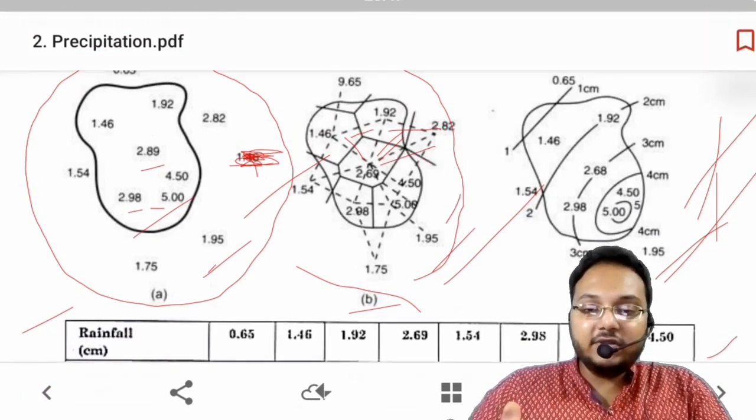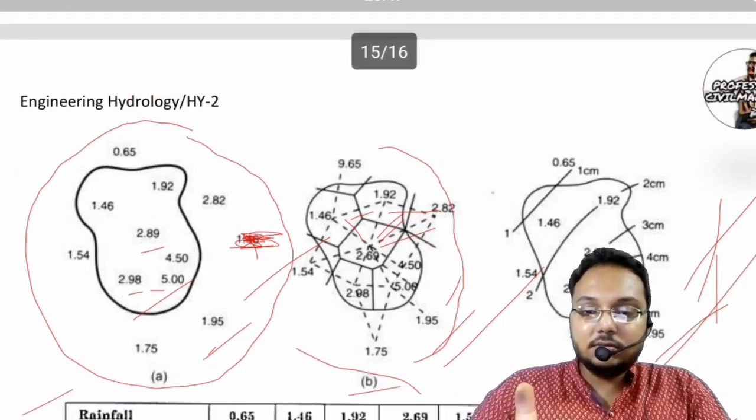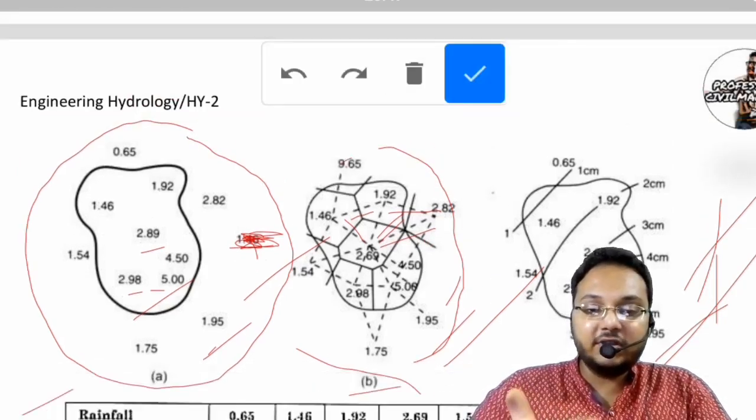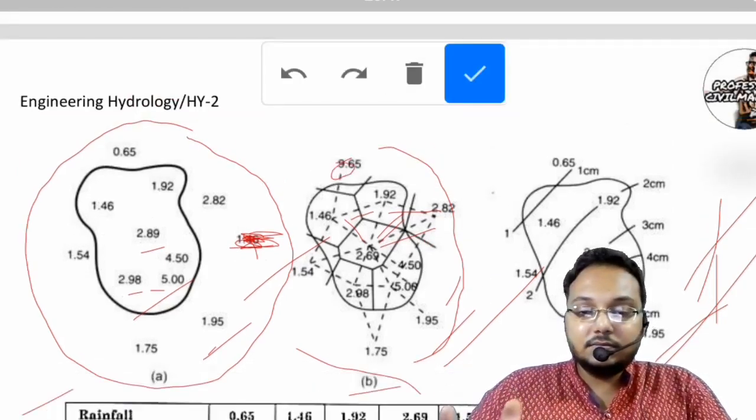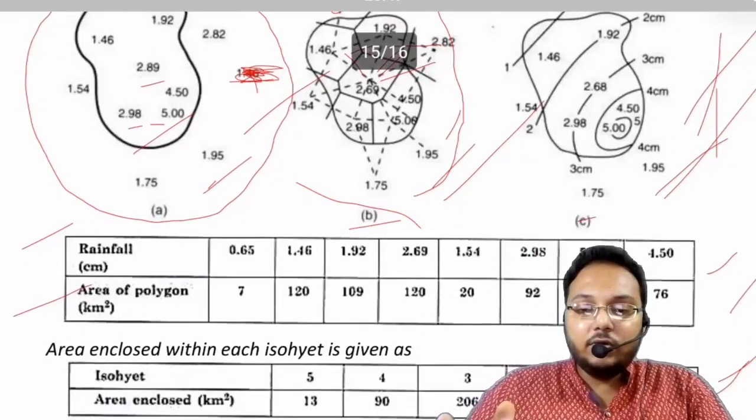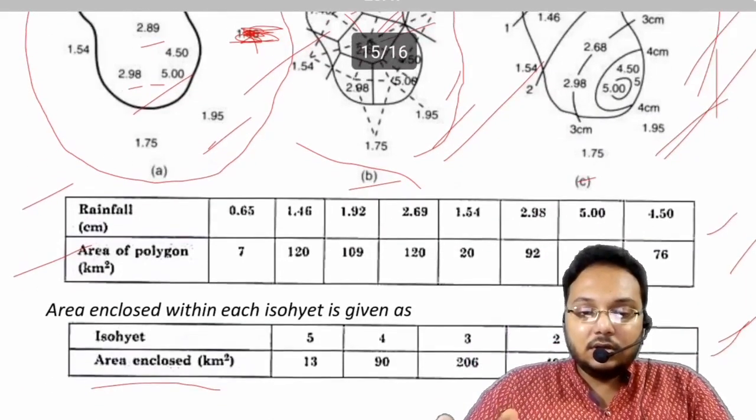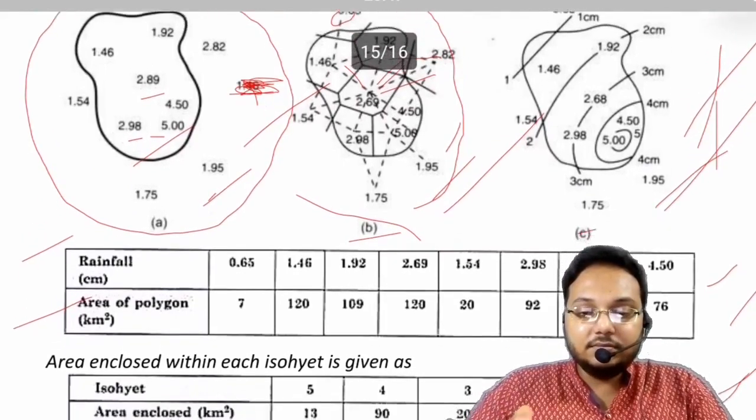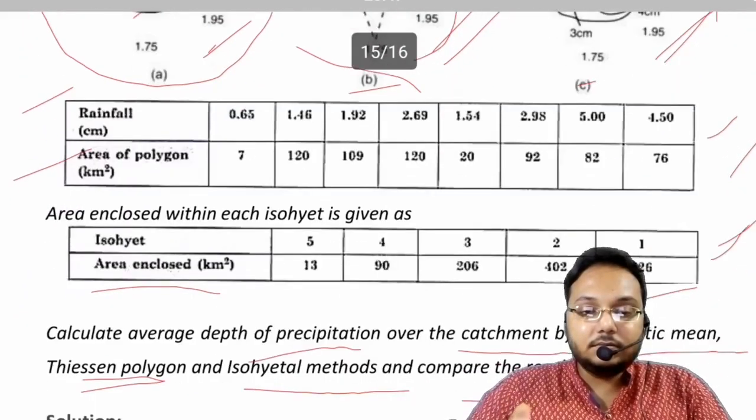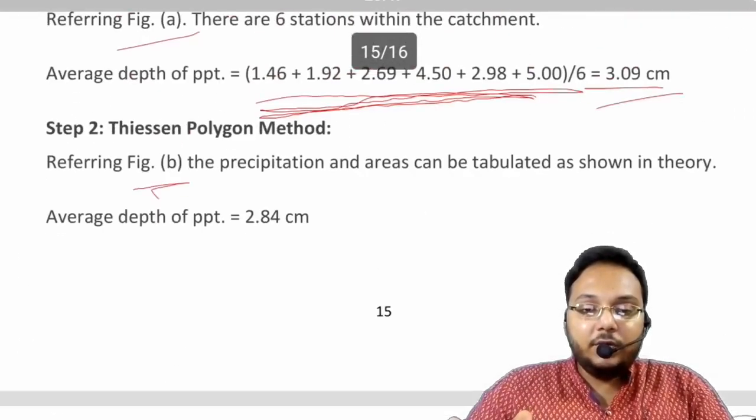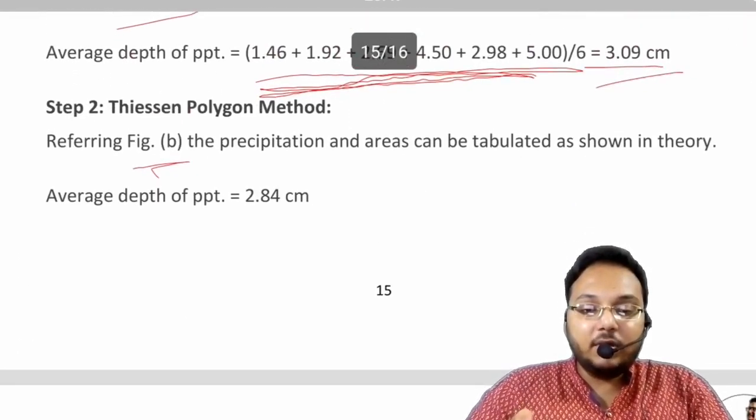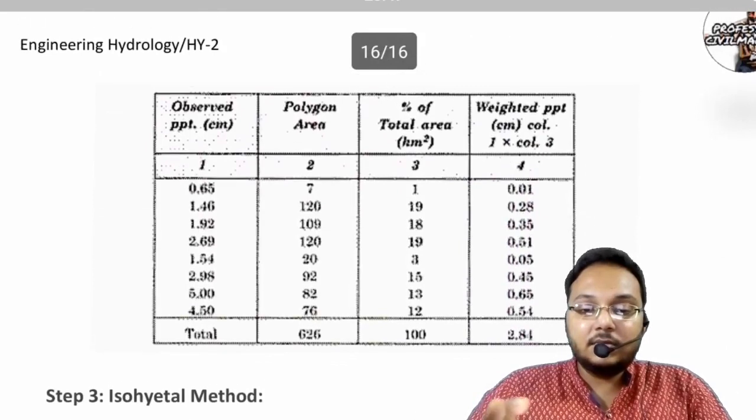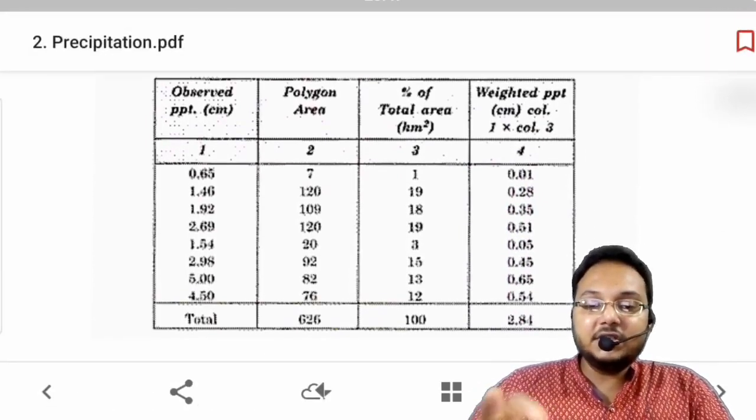This will be 0.65, make the correction. This will be 0.65. And for each rainfall value, the area of the polygon is given to us over here. So what we are going to do is tabulate it somewhat like this. Here are the observed precipitation values.